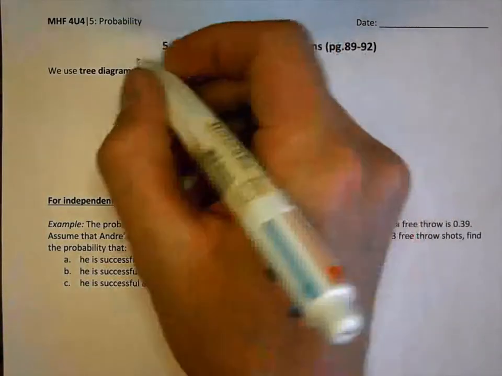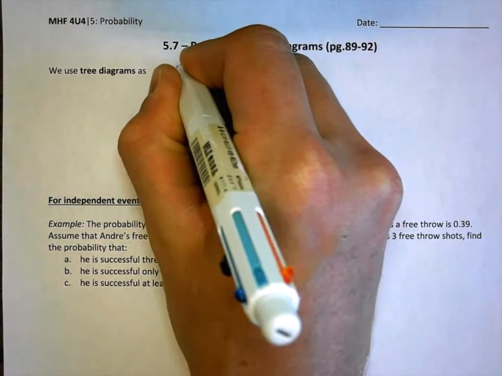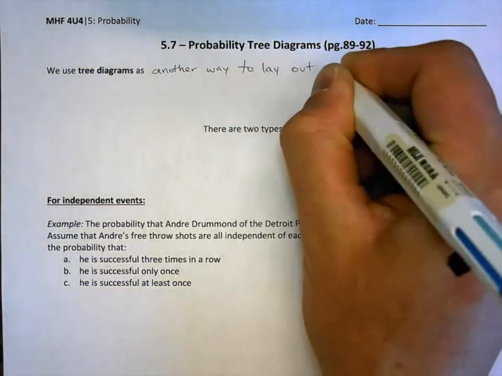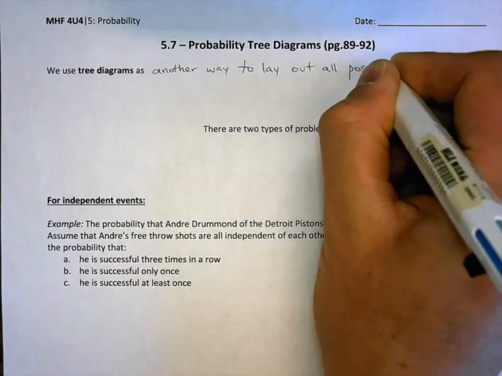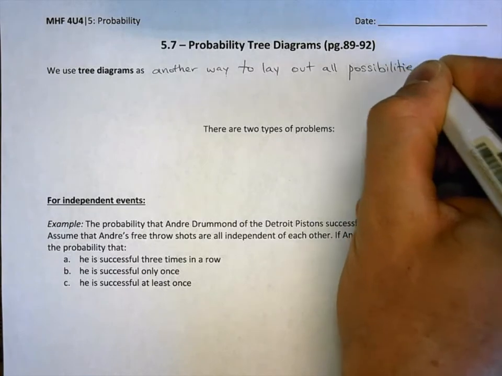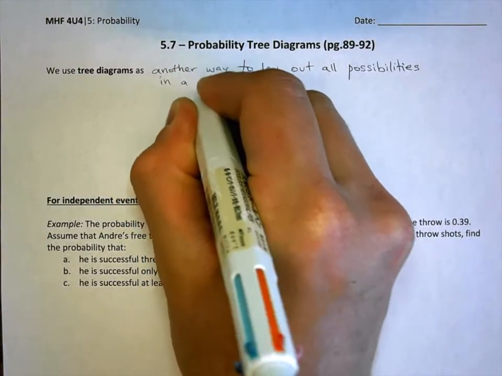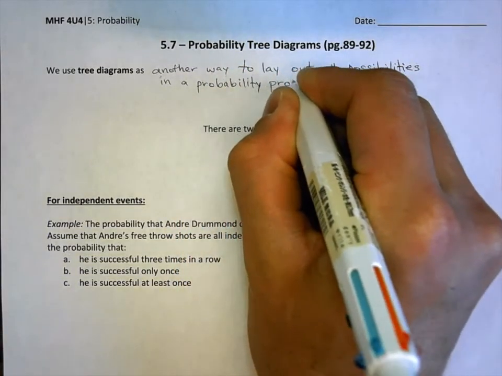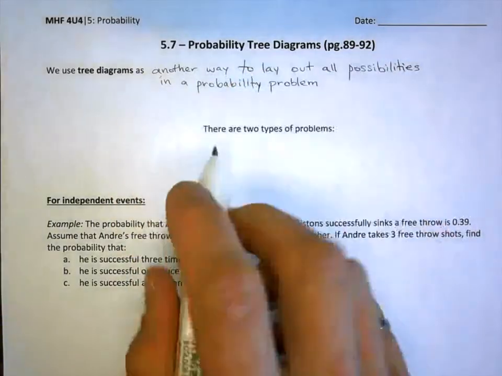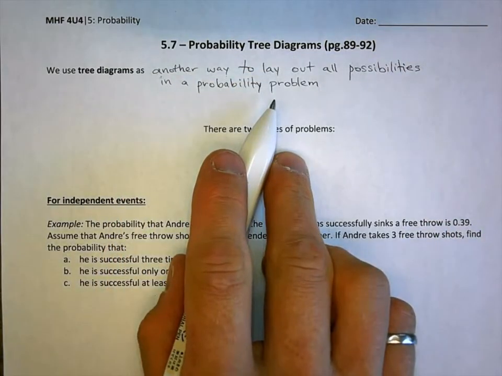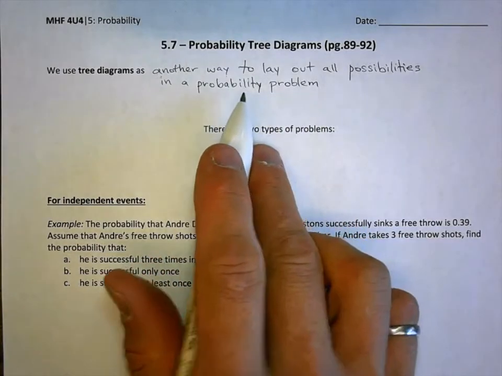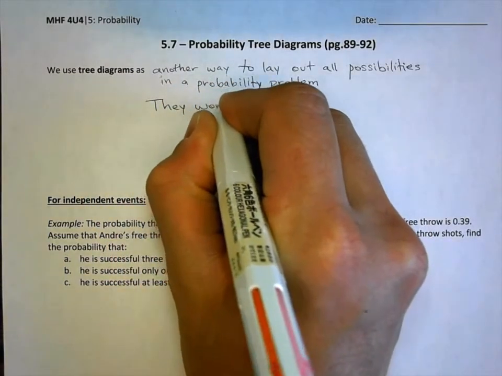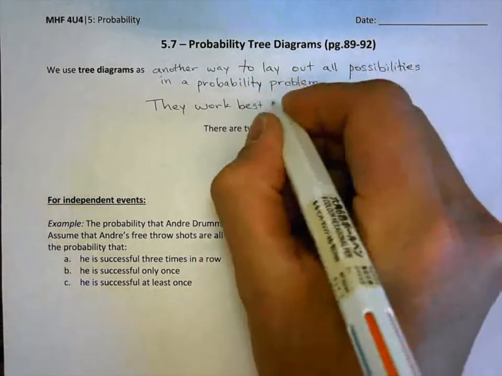So, first of all, a tree diagram is just another way to lay out all possibilities in a probability problem. Remember, we've already learned some other ways to lay out possibilities, such as a sample space diagram, Venn diagram. Now we have probability tree. They work best with multiple events.